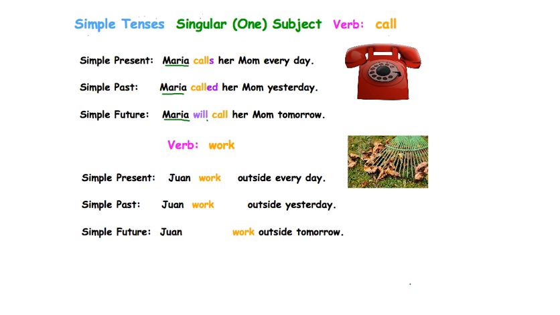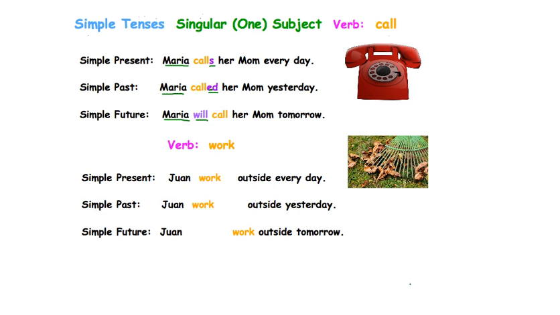So Maria, we're going to look at in the present tense, Maria calls her mom every day. And if you notice, there's an S at the end of the verb call to show that it's the present tense for one subject or one person. In the past tense, you can see that the letters ed are added to the verb to show that it has happened in the past. Maria called her mom yesterday. In the future tense, you'll see the word will is added before the verb itself. So the word will call shows that that is something that happens in the future. Maria will call her mom tomorrow.